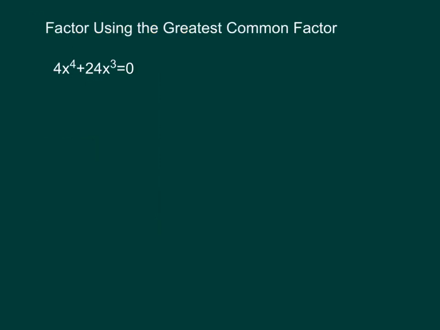There are times that we'd like to be able to solve a polynomial equation, but we don't have an equation that's in factored form. We have a polynomial here that is in standard form. 4x to the 4th plus 24x cubed equals 0. Well, one thing that we can do is we can try to put it in factored form by using the greatest common factor, or the GCF, of the terms within the polynomial.